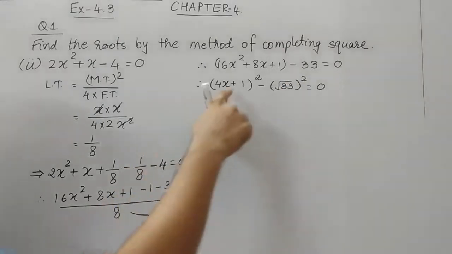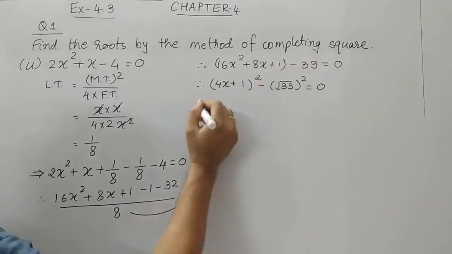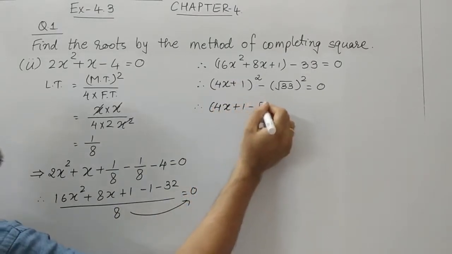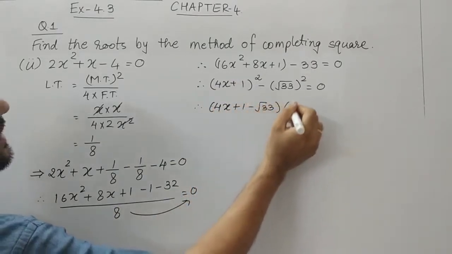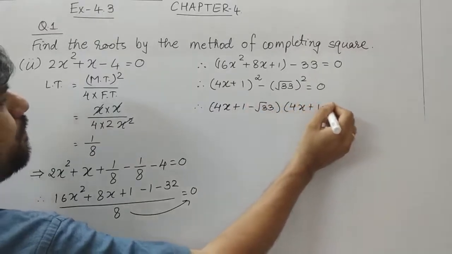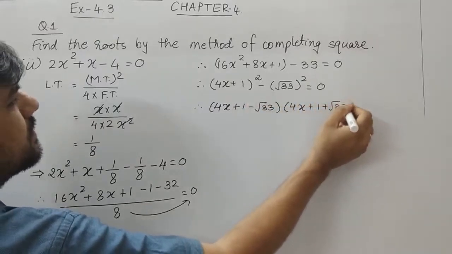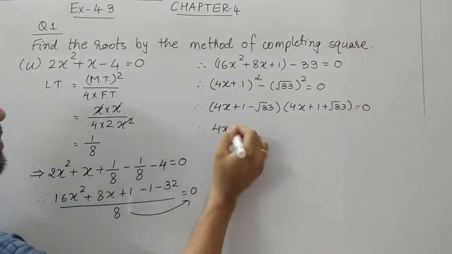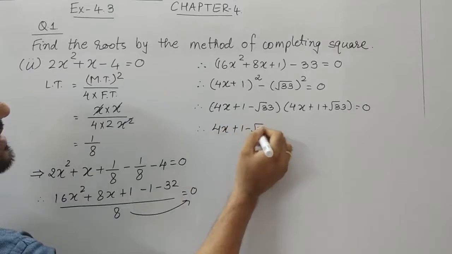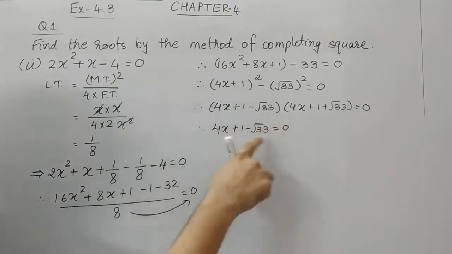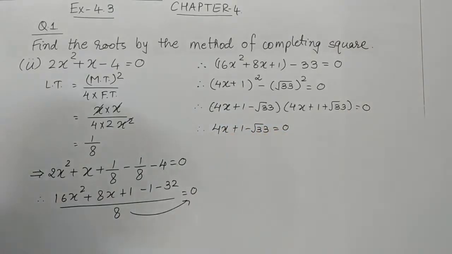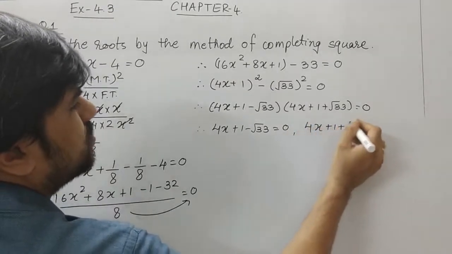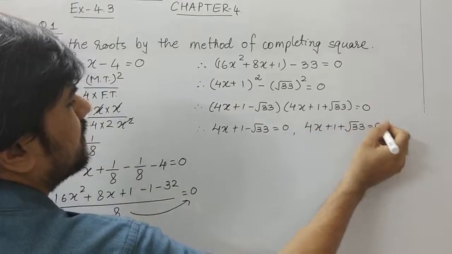So we obtain it in the form of a square minus b square. So now it is a minus b and a plus b. So there are two values which we have. 4x plus 1 minus root 33 is 0. As one is irrational, another is rational, we cannot simplify this. And 4x plus 1 plus root 33 equals to 0.